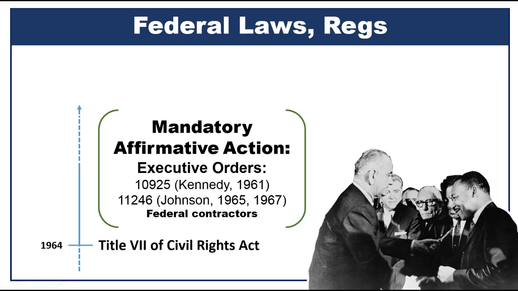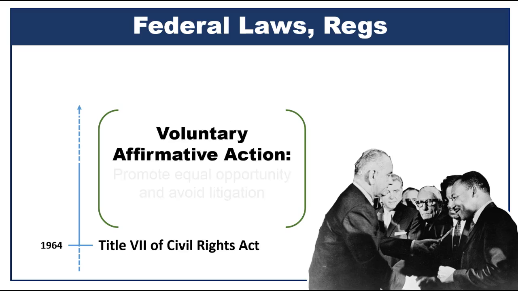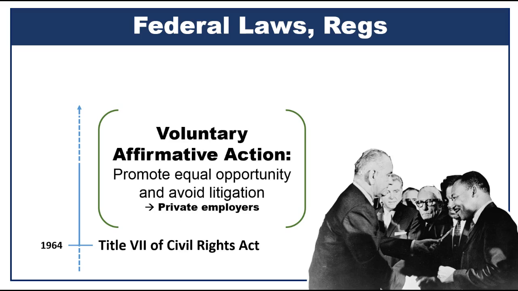To be clear, the executive orders were for federal contractors with a certain amount of funding from the federal government, and they had to have these mandatory affirmative action plans in place, and they had parameters they had to meet, and there were enforcing agents to make sure that occurred. Now, in the private sector, private employers were encouraged to have affirmative action plans. They were not required. They were encouraged to have these voluntarily in place so that they could start promoting equal opportunity and avoid litigation.